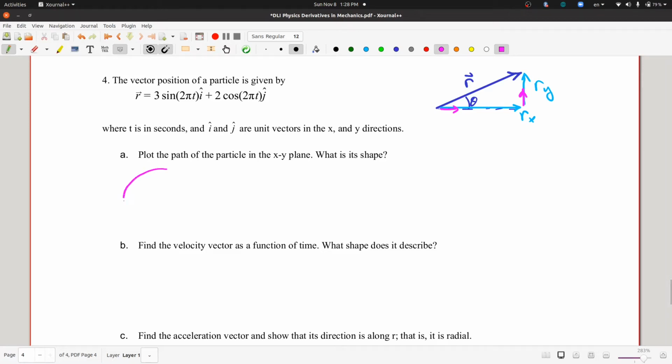In the previous video, we saw that this object is undergoing an elliptical orbit in the clockwise direction, and it has semi-major axis 3, semi-minor axis 2, and we're asked to find the velocity vector as a function of time. What shape does it describe? Let's take a look. I know, just looking at this motion, that the particle starts out going this way, later it's moving that way, later this direction, so we expect a similar kind of shape here, but describing the velocity vector.